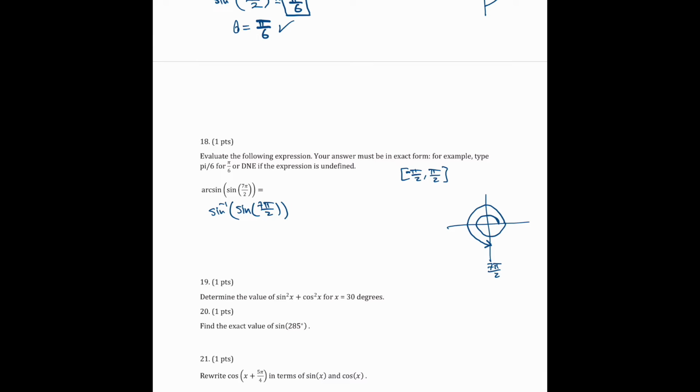The sine of 7 pi over 2 is negative 1. So inverse sine of negative 1. We're looking for theta such that sine theta is equal to negative 1. That angle is going to be, sorry, it's going to be 3 pi over 2, but we're working in this range, so it's going to be negative pi over 2. So that is the answer for this question.